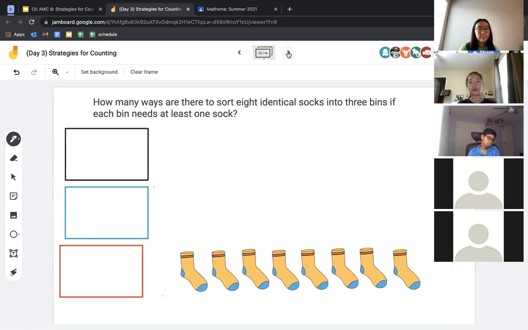Okay, our next one is pretty similar, but this time each bin needs at least 1 sock. So maybe you might remember from our slideshow how we did something like this.